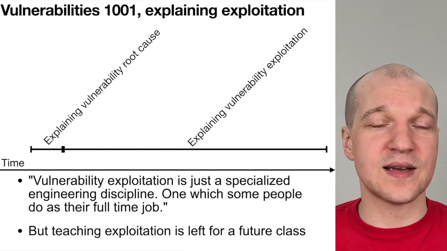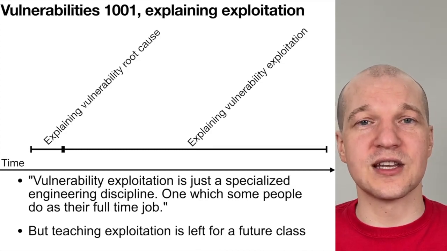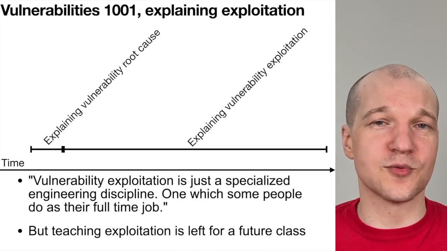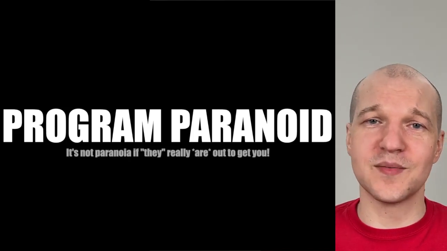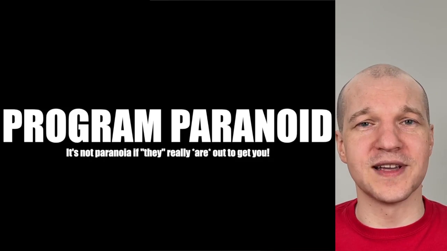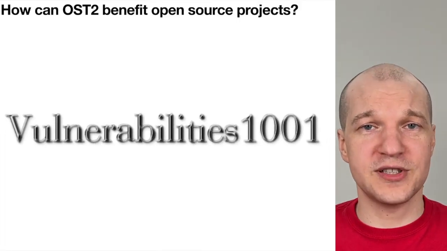But taking assembly, turning it into pseudocode, and showing exactly how these sorts of vulnerabilities work, I find to be highly valuable. And ultimately, at the end of the class, there has been a reinforcement throughout for developers to program paranoid, because it's not paranoid if they're really out to get you. So that was Vulnerabilities 1001.